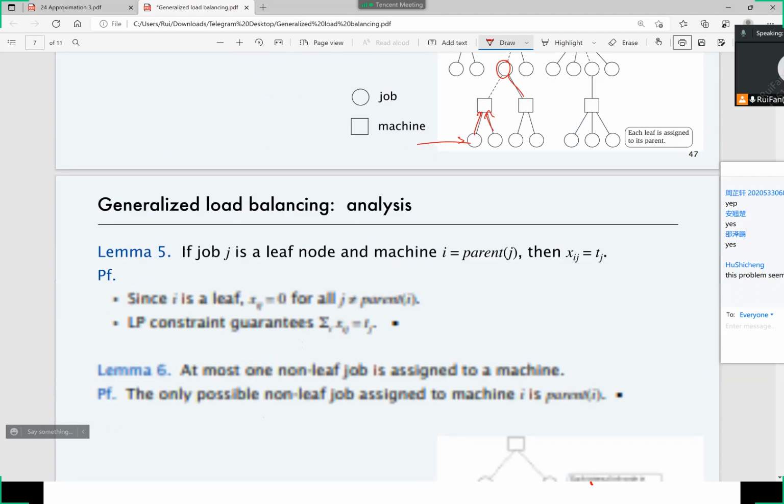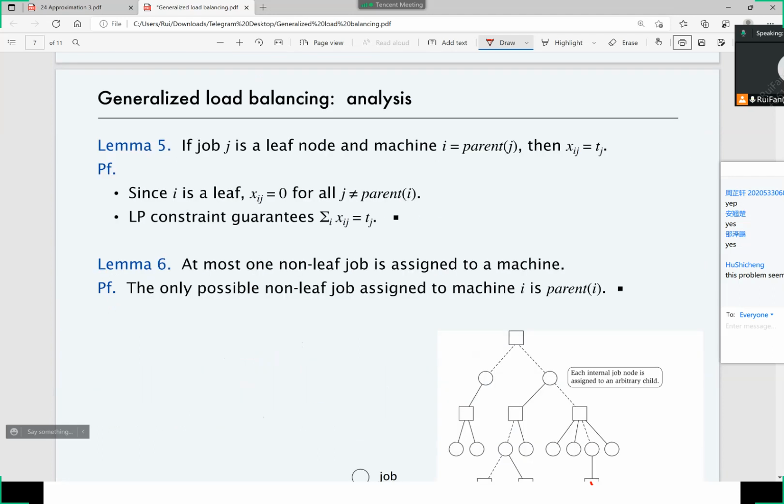Okay, so next we're going to say that if you have a job node which is a leaf, and machine i is the parent of that node, then the claim is that x_ij has to be equal to t_j. So the x_ij value is equal to the length of job j.